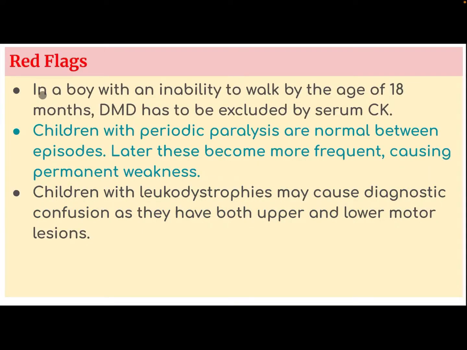Red flag. In a boy with inability to walk by the age of 18 months, Duchenne muscular dystrophy has to be excluded by serum creatine kinase. Children with periodic paralysis are normal between episodes. Later, these become more frequent, causing permanent weakness. Children with leukodystrophies may cause diagnostic confusion as they have both upper and lower motor lesions.